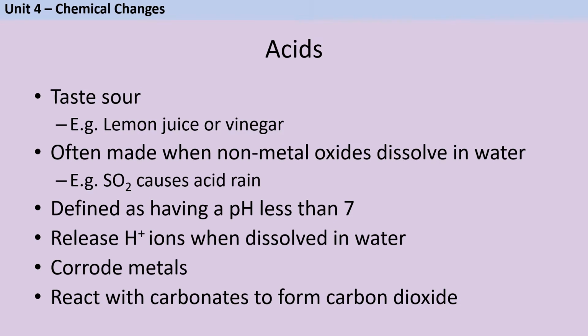We define an acid as having a pH less than 7, and we'll talk a little bit later on about what that pH scale is and what that number actually means. Acids are substances that release something called a hydrogen ion when they dissolve in water, so the pH scale is actually a measure of how many of those hydrogen ions are released. We can make predictions about how acids are going to behave chemically, so two things that they do is that they corrode metals and they react with carbonates to release carbon dioxide.